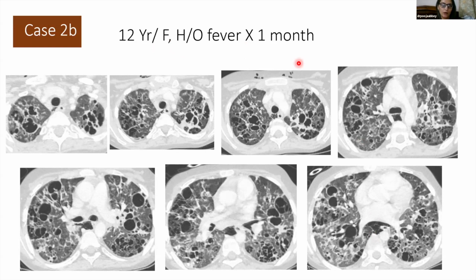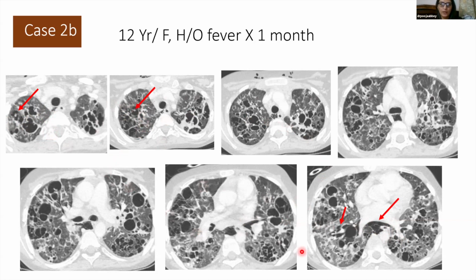This was a 12-year-old girl, history of fever for 1 month. These were the CT images, a lot of cystic areas. If we look carefully, we see that there is definite evidence of air leak. So there is pneumomediastinum here. And what is this? We can see a vessel, and we can see air all around that vessel. That means this is pulmonary interstitial emphysema. Though there was no frank pneumothorax that we were seeing, there is pneumomediastinum and pulmonary interstitial emphysema.